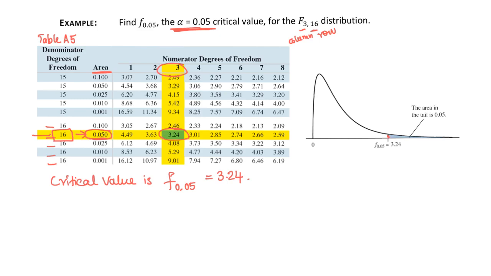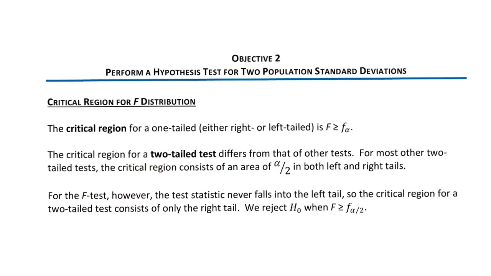This diagram shows the probability density curve of the F 3, 16 distribution. So now you have learned how to find the critical value of an F distribution. Now let's see how to perform a hypothesis test for two population standard deviations. First, I'll describe how to perform a hypothesis test using the critical value method and table A5. Then I'll describe how to use the p-value method with technology.